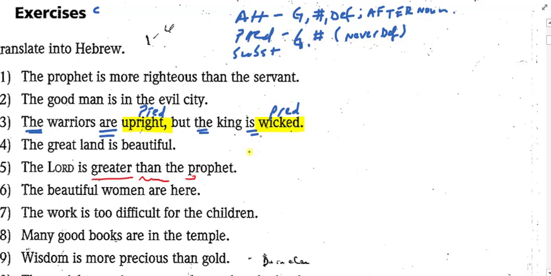Okay, now with that in mind, let's translate the first one into Hebrew. What is the word for upright? One of our new vocabulary words. Yashar. Am I going to make it masculine singular, masculine plural, or feminine plural? Masculine plural because warriors is masculine plural. So I need yashar, but I have to change it to the masculine plural. So what does yashar become when it's masculine plural? I add im to the end.